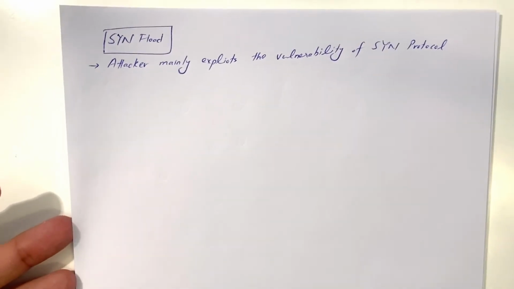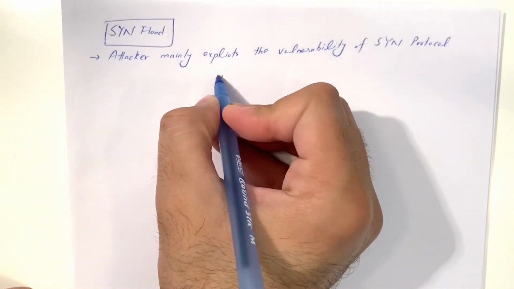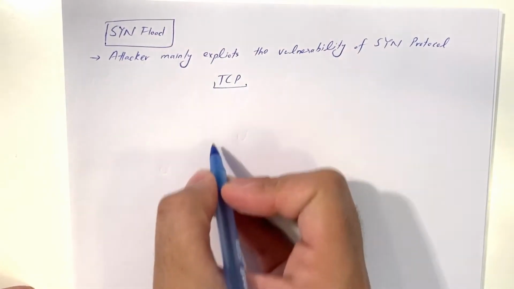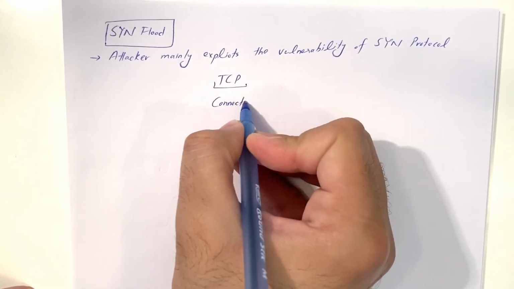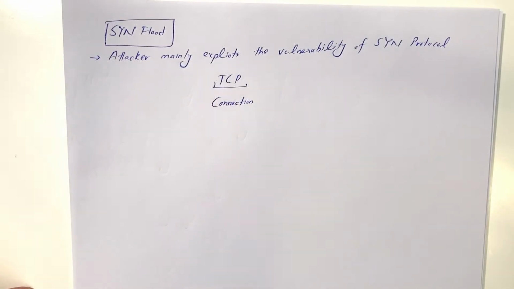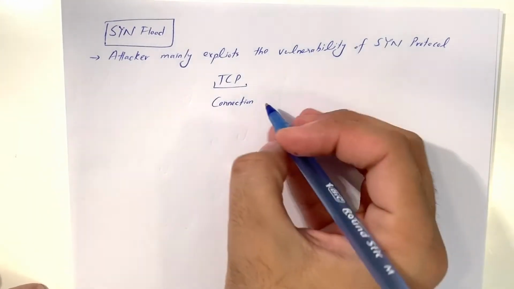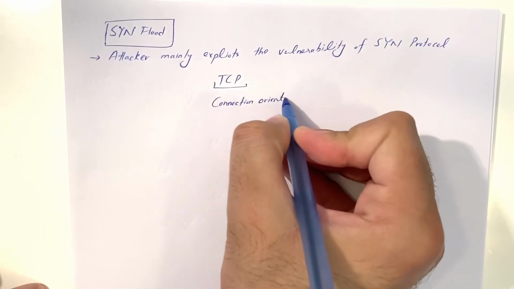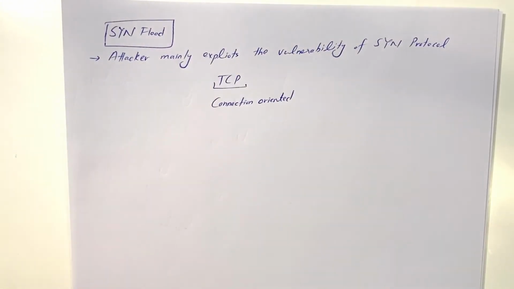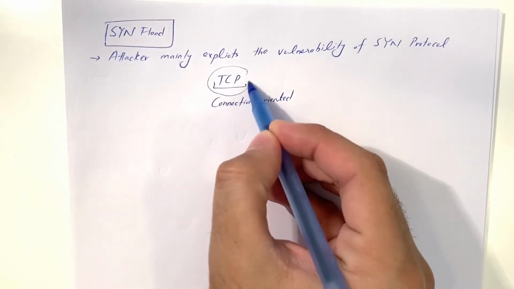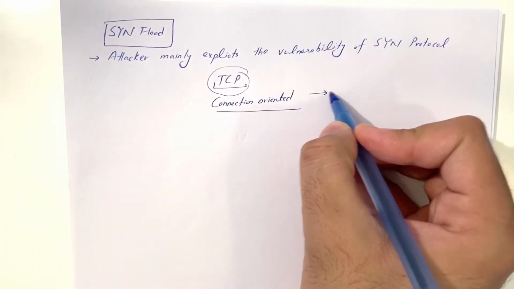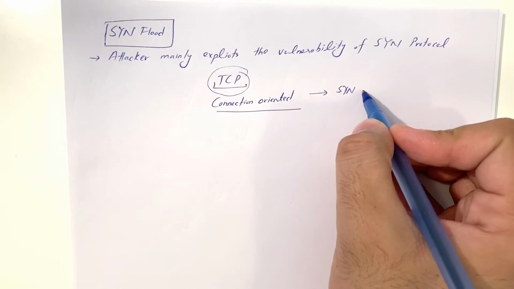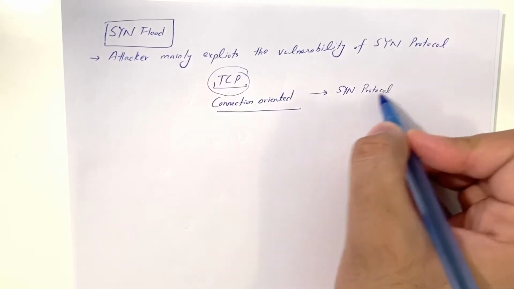If you remember in the last chapter, the networking chapter, we discussed the TCP packet. TCP is basically a connection oriented protocol. Connection oriented means before sending any packet, the sender makes a connection with the receiver, and then bi-directional communication flows. So in the TCP protocol, to make a connection, systems mainly use the SYN protocol. Okay, three-way handshaking.